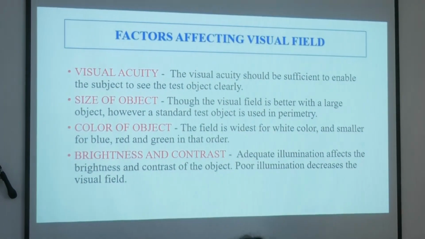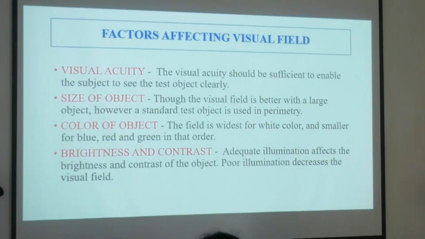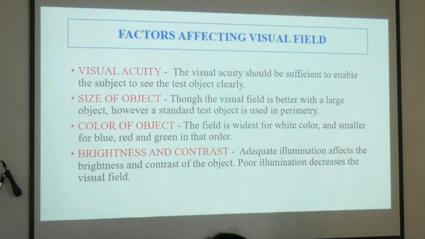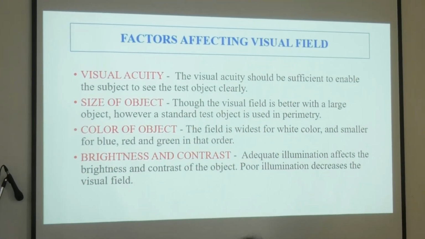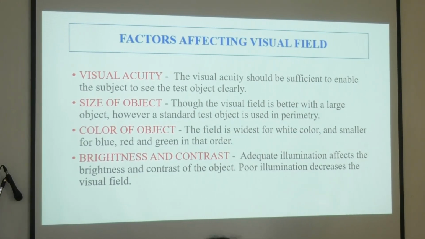The field of vision is widest for white color and smallest for blue, red and green in that order. So ideally we should use a white color object for testing the field of vision. Brightness and contrast matter. Adequate illumination affects the brightness and contrast of the object, and poor illumination decreases the visual field.